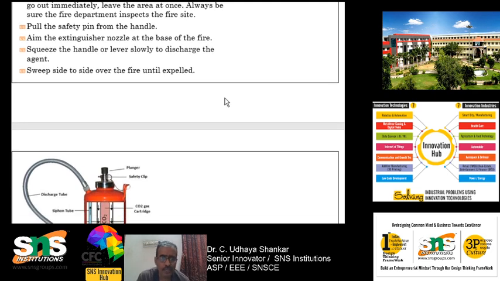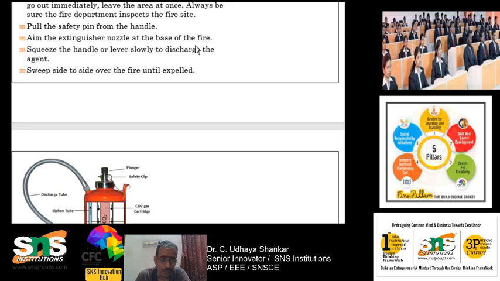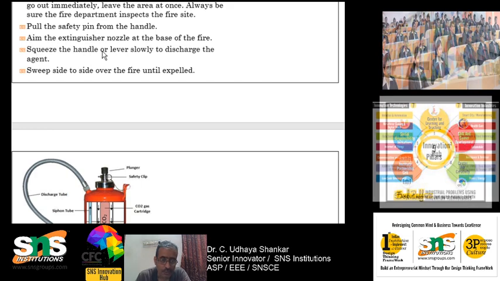So pull out the safety pin. This is P: pull out the safety pin from the handle. Aim the extinguisher nozzle at the base of the fire. We should not aim at the top of the fire. It should be aimed at the base of the fire. So first we pull the safety pin, that is P. A is we aim at the base of the fire. Then we squeeze the handle.